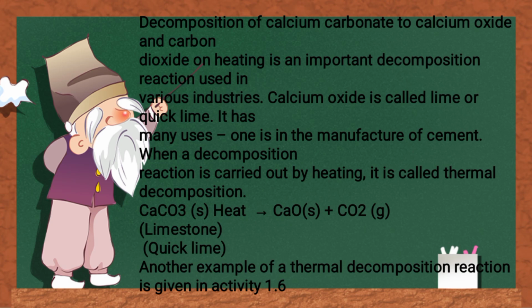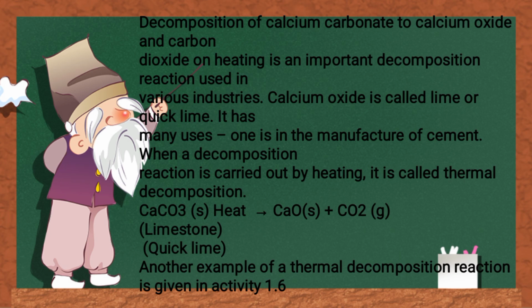industries. So calcium carbonate will form calcium oxide and carbon dioxide. Calcium oxide is called lime or quicklime. It has many uses. One is the manufacture of cement. When a decomposition reaction is carried out by heating, it is called thermal decomposition. So this decomposition reaction is used in many industries.